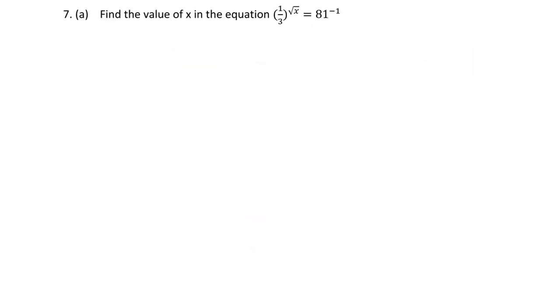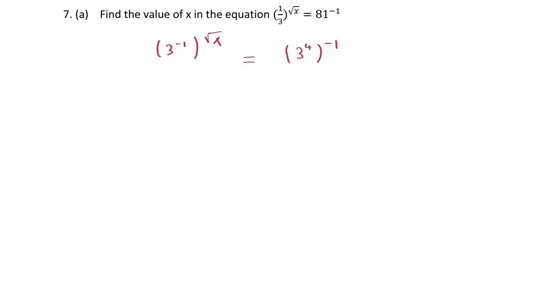Question number 7, part A. Find the value of x in the equation. So we've been given the equation there. Okay, so this is the exponential problem. First, we are going to start by expressing 1/3 and 81 as exponentials of base 3. Then our equation is going to be, in brackets, 3 power -1, power square root of x, equals, in brackets, 3 power 4, power -1.